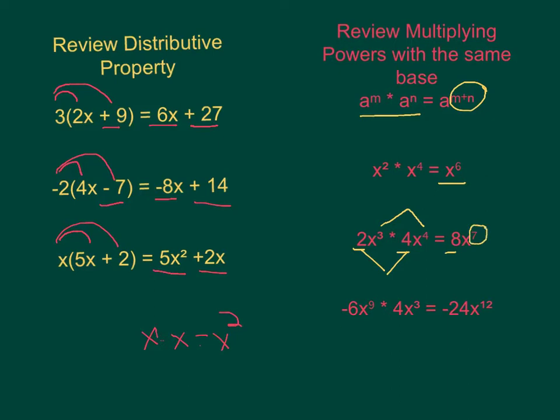And then one more, negative 6 times 4 is negative 24, and 9 plus 3 is 12. Negative 24, x to the power of 12.